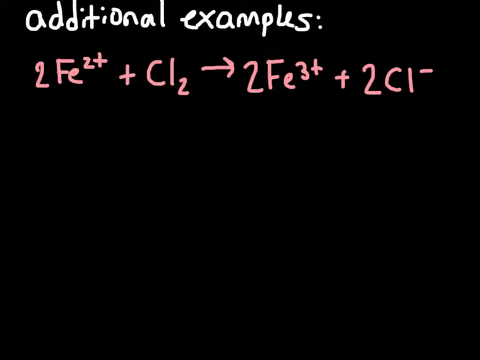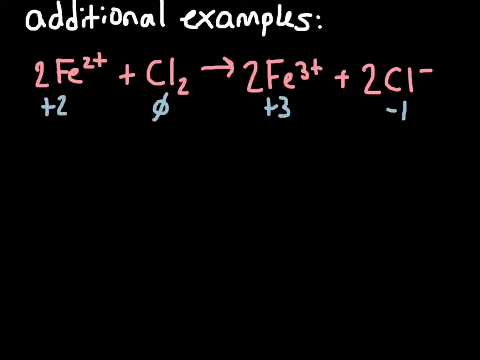Here's another example. Going through each one, we have 2 Fe 2 plus plus Cl2 gives us 2 Fe 3 plus plus 2 Cl minus. Again, step 1 is to determine the oxidation value for each of your elements. So on this iron, we have a plus 2 value. On this chlorine, we have a 0 value. The following iron has a plus 3 value, and Cl minus has a minus 1 value.